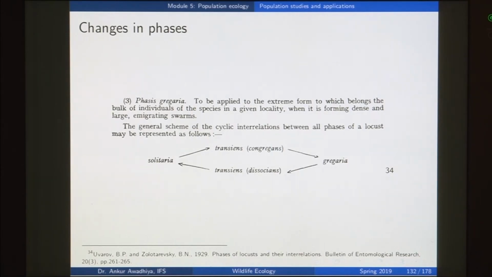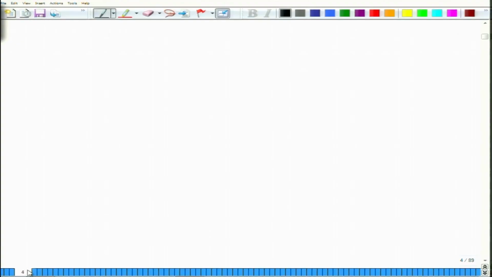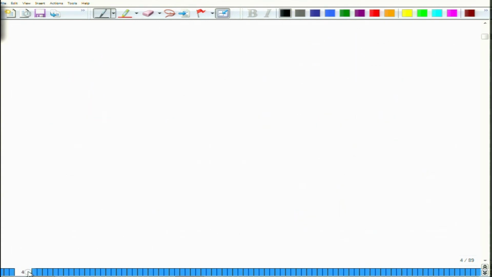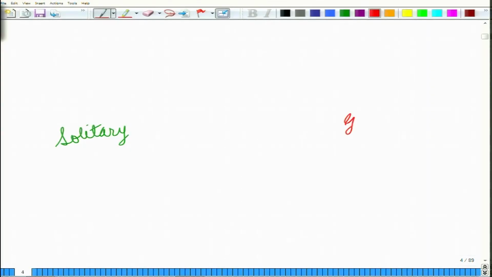Now, what Uvarov said was that these larvae are different, and similarly the adults are also different. As we had seen, we have these three different varieties, the migratoid, the danicoid and the green variety. Similarly, even in the case of the adults, you have these three phases. The first one is the solitary phase. If you have organisms in the solitary phase, they will have a large space for themselves and they are going to remain in that place for a very long period of time. So, they have been solitary, and even in the previous generation they were solitary. The second phase is termed the gregarious phase.